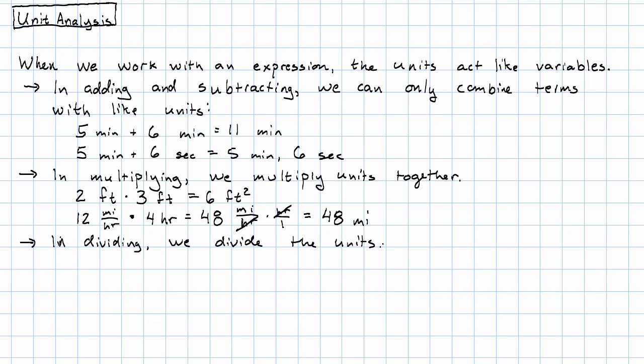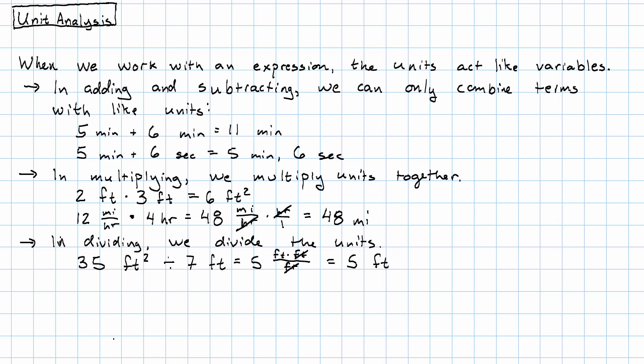In dividing, we divide the units. So if we take 35 square feet divided by 7 feet, well, 35 divided by 7 is 5. And then divide the units, square feet, that's feet times feet, divided by feet, we're left with just 5 feet.